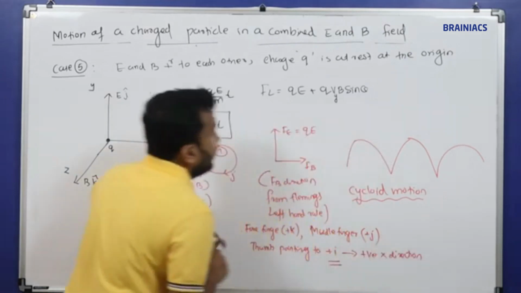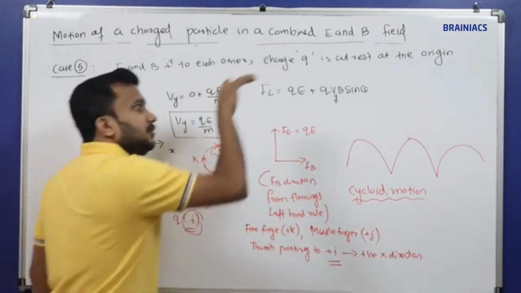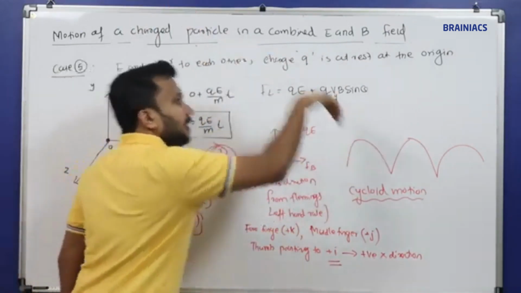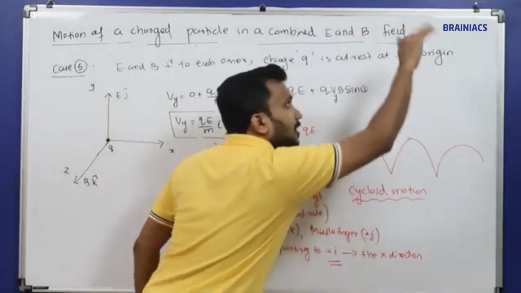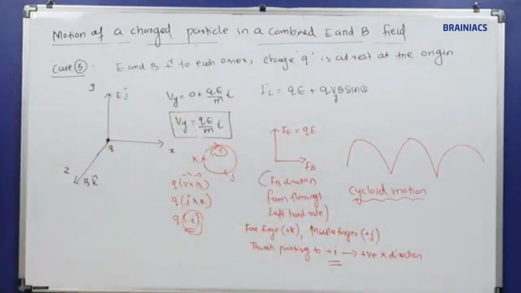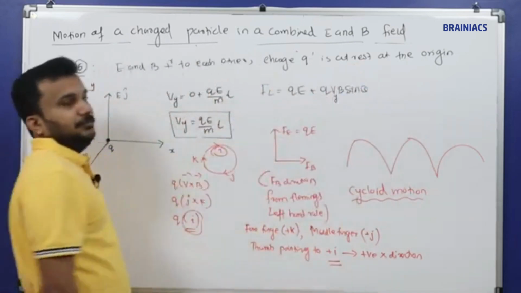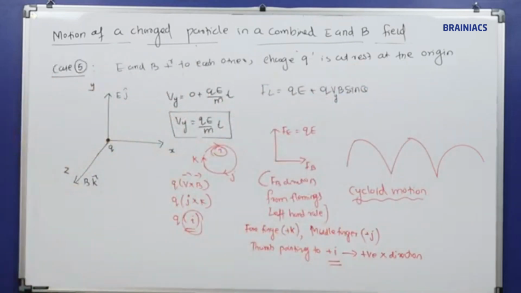Positive X direction. So one force is pulling upward and one is pulling sideways. Going upward, immediately coming down. Going up, immediately coming down. This type of motion is called cycloid motion, like a sine wave kind of motion.